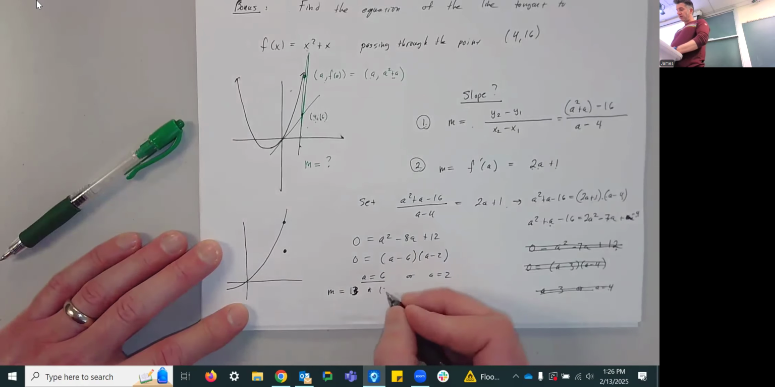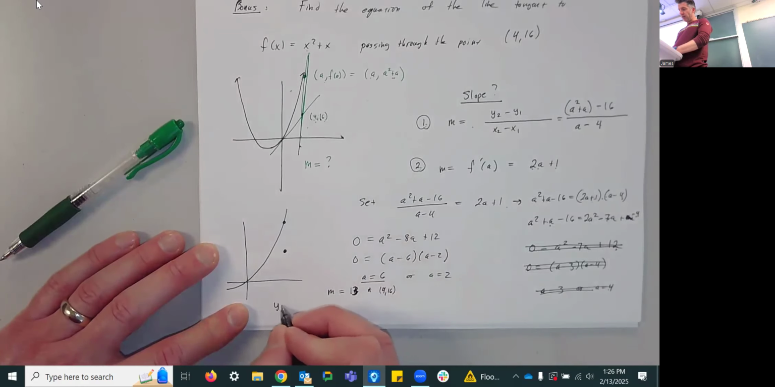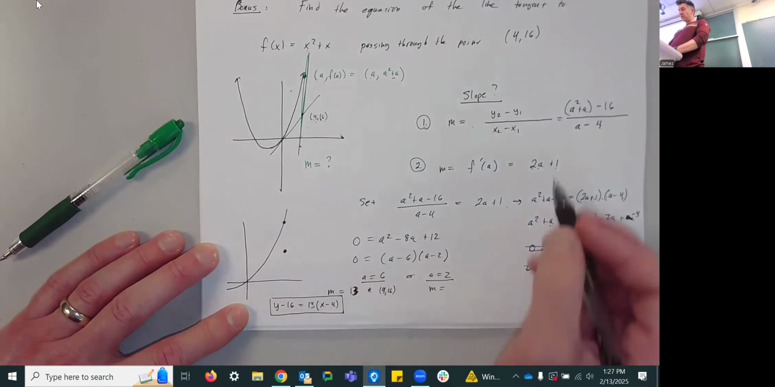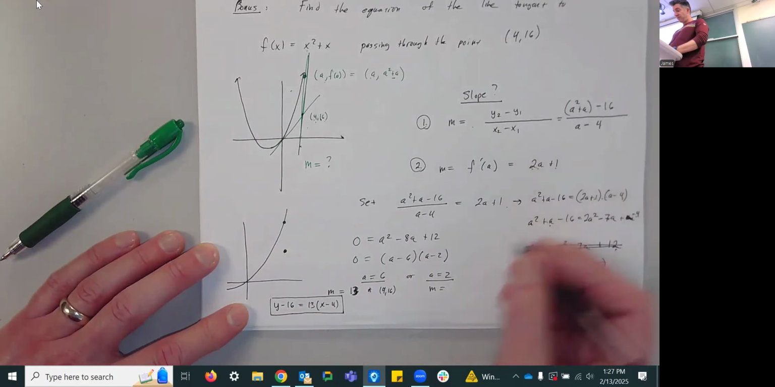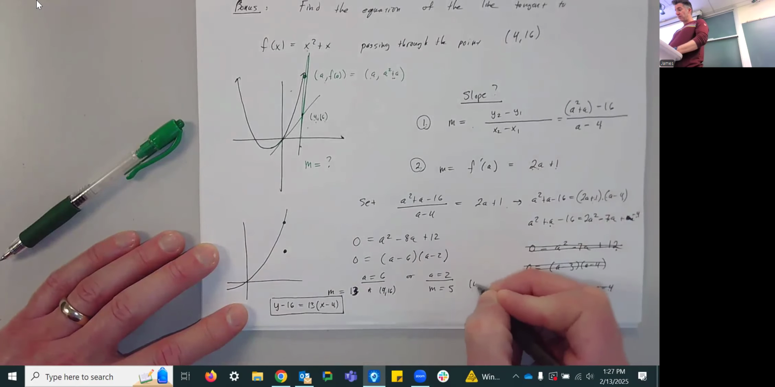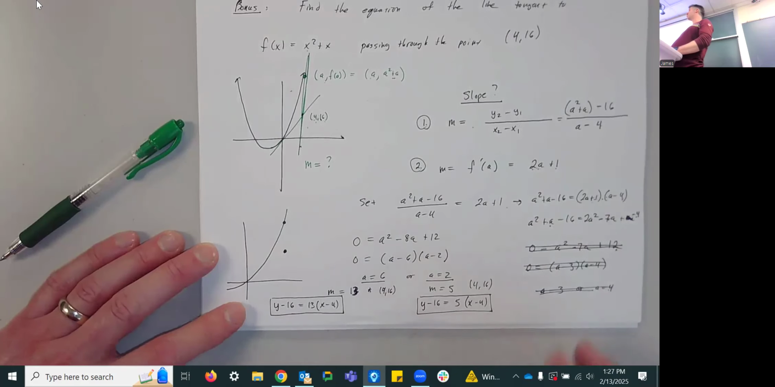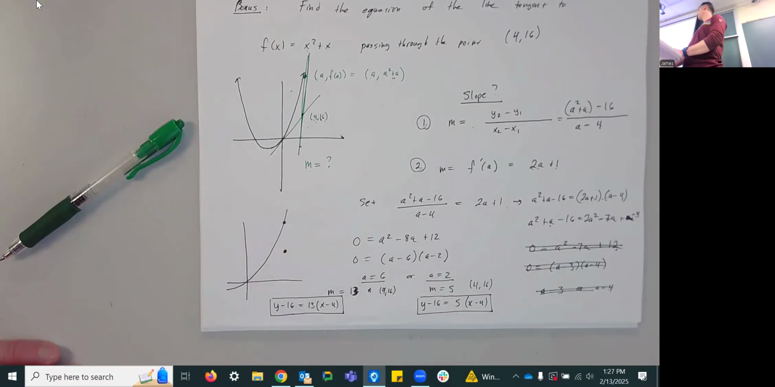And the point we're going through is 4 comma 16. So the equation would be y minus 16 equal to 13 times x minus 4. And we could solve for y there, but that's not really the point at this point. The other equation, when a equals 2, the slope would be 2 times 2 plus 1, which is 5. Still passing through the point 4 comma 16. So then we're going to get y minus 16 equal to 5 times x minus 4. And again, both of those you could solve for y and write in the more standard form.